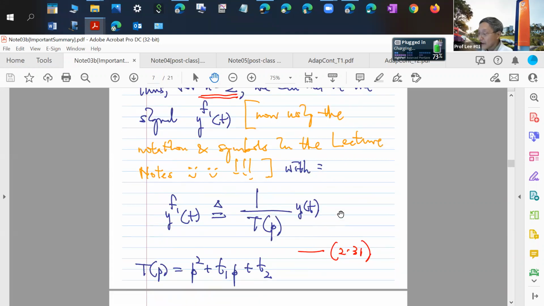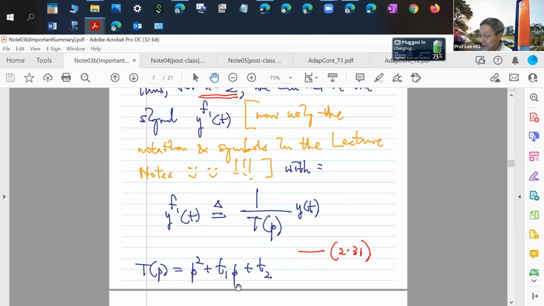For the nth order case, we have to choose the T polynomial. Let's choose some T polynomial that has to be stable. At this point, all we need to do is choose T to be of order n. So n equals 2 down here, we choose a second order polynomial, and it has to be stable. That's all there is to it.